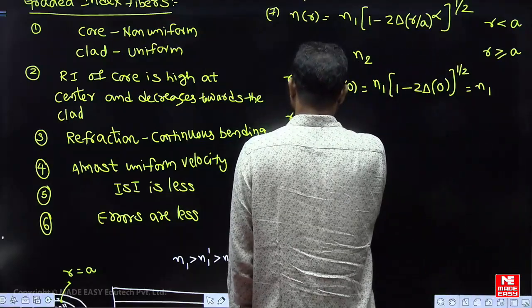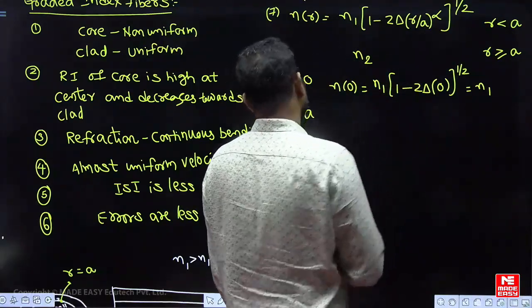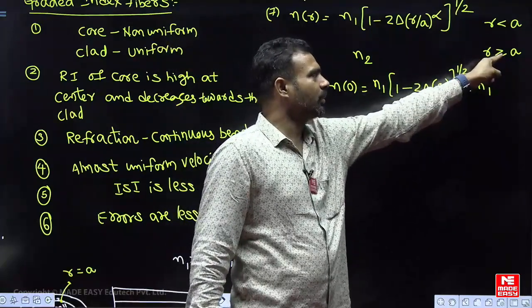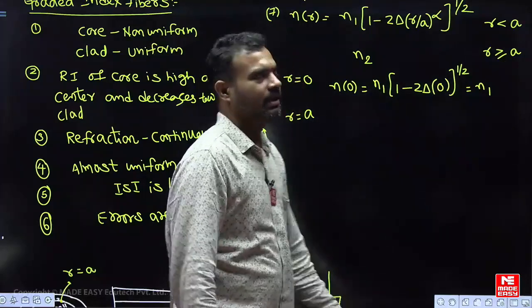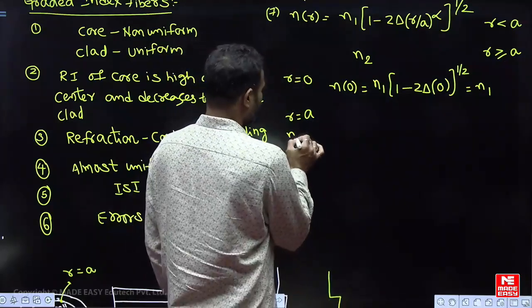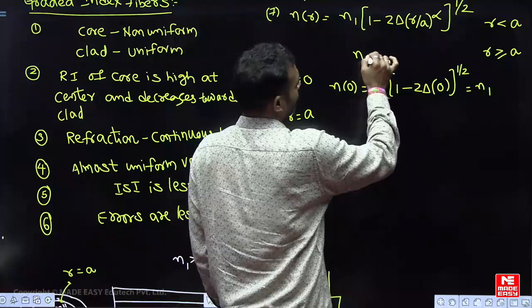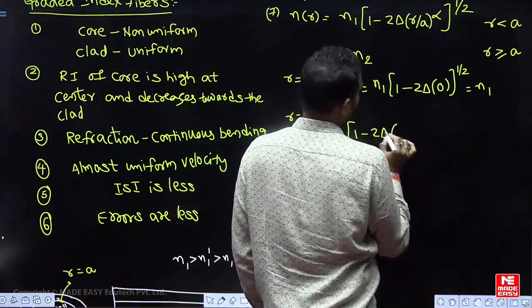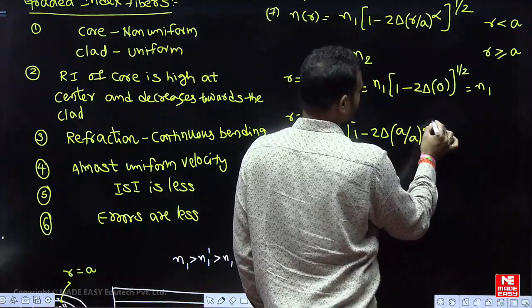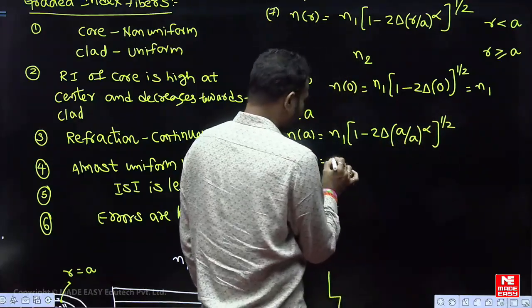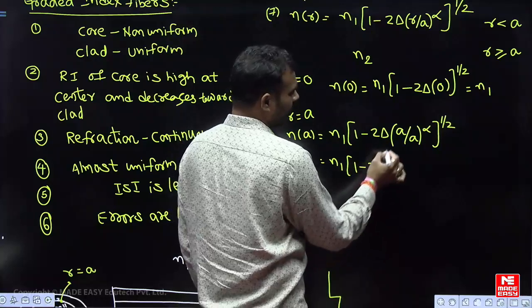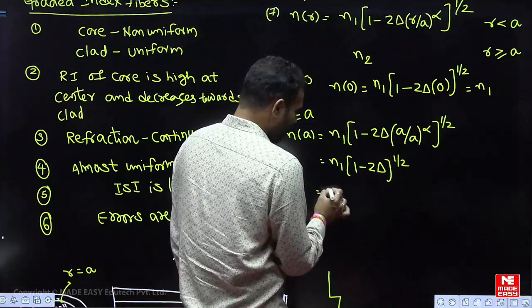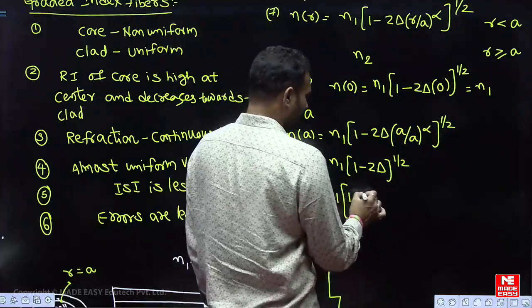Now the second case, small r equal to a. When r value is equal to a, you substitute the value of a. So n of a, we want to get n2, and I am showing how it is obtained. The value is equal to n1 into 1 minus 2 delta into a by a to the power of alpha, whole to the power of 1/2. But just observe, a by a is equal to 1, so this value is equal to 1/2.